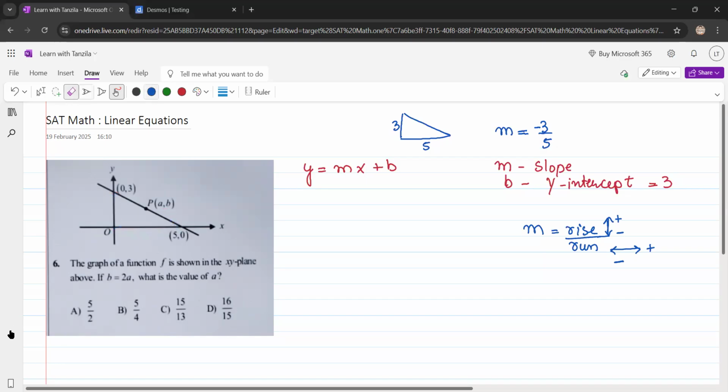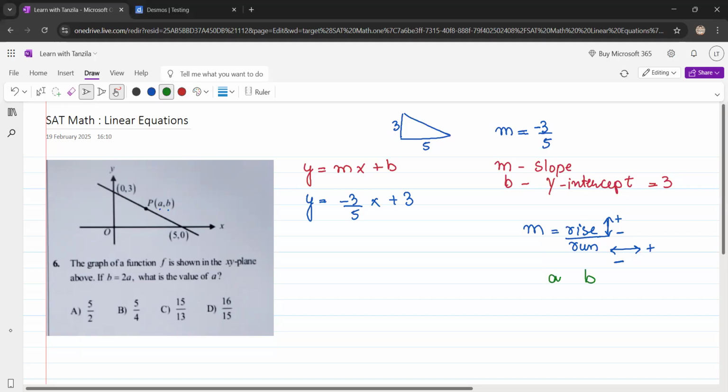Now, we have the slope. Slope is negative 3 over 5. We have the equation: y equals negative 3 over 5 x, then the intercept, plus 3. You have the equation. Next, what will you do? You need A and you have A and B, right? You need to figure out A.